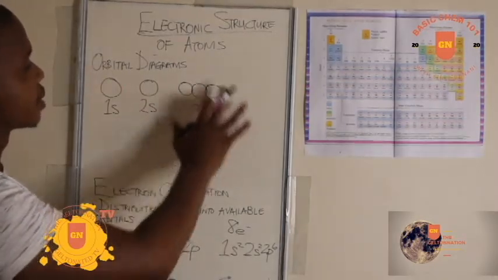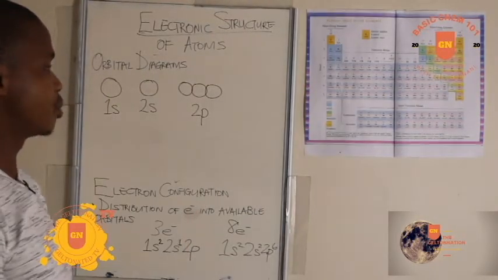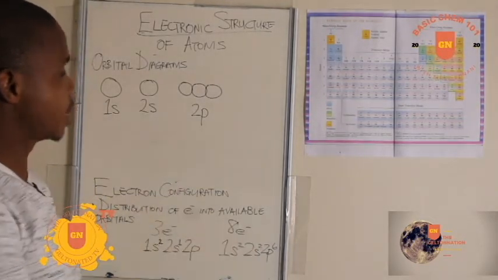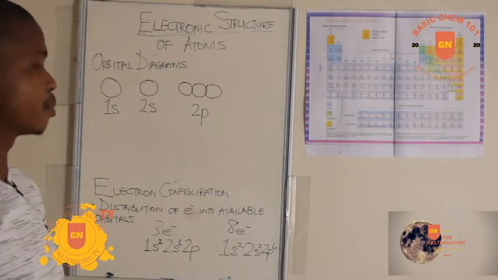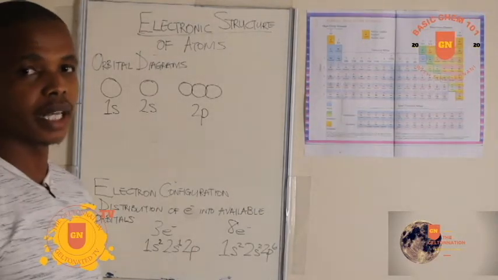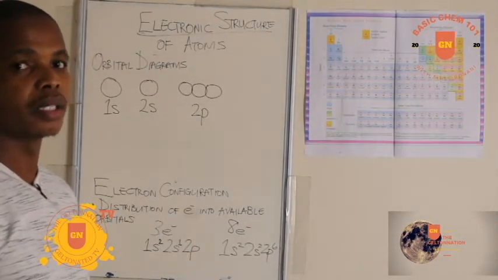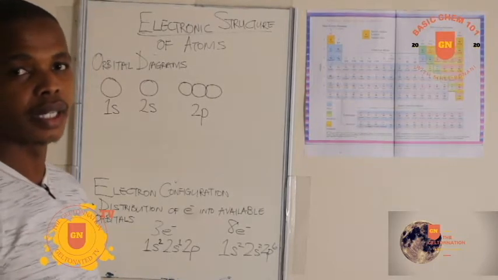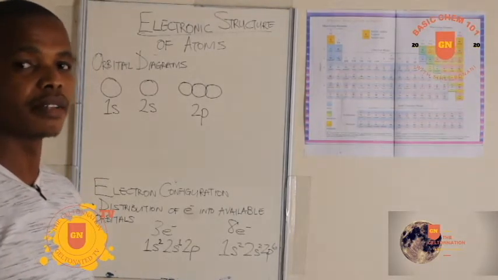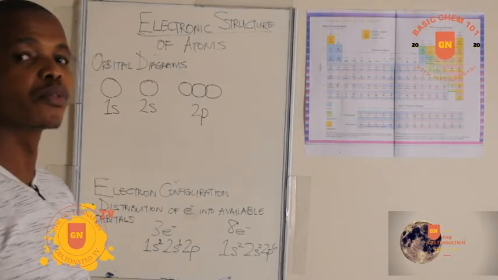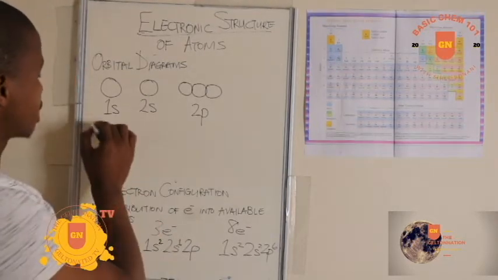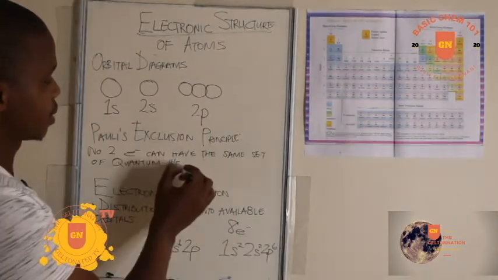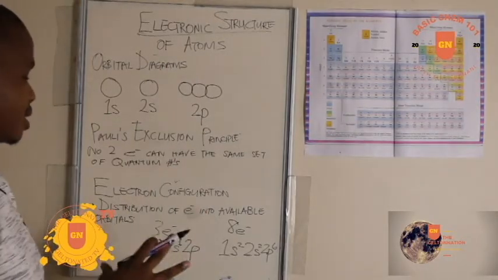Now, to help us in the distribution of electrons in orbitals, there is a principle called the Pauli exclusion principle, which says that no 2 electrons in an atom can have the same set of quantum numbers. So that is your Pauli exclusion principle. Now what does this mean?